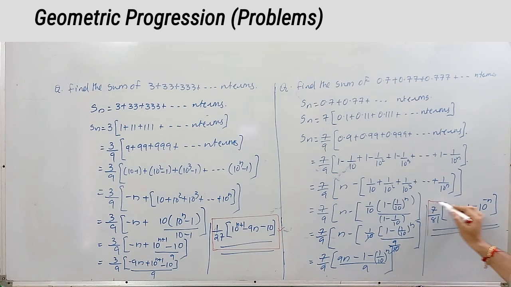So the final answer will be 7 by 81 into 9n minus 1 minus 10 raised to minus n.